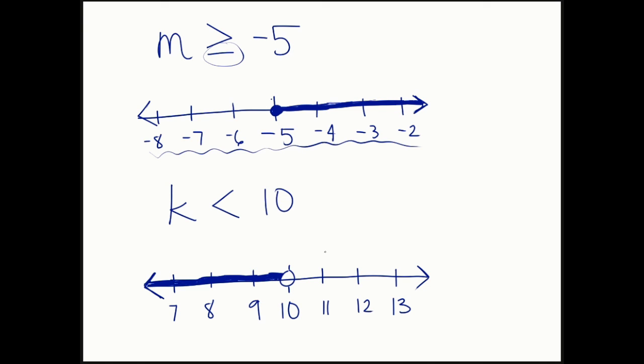Down here for k is less than 10, I want to make sure not to fill in that circle because k cannot be equal to 10. And then I shade everything to the left.